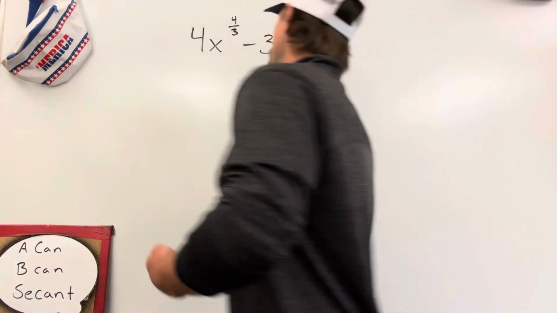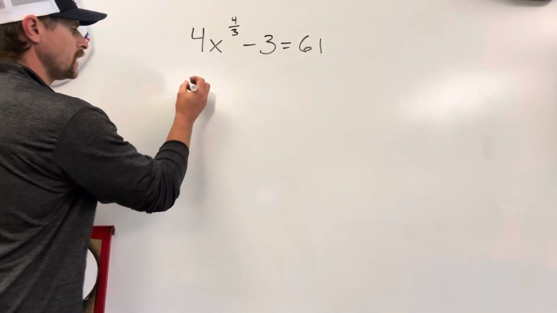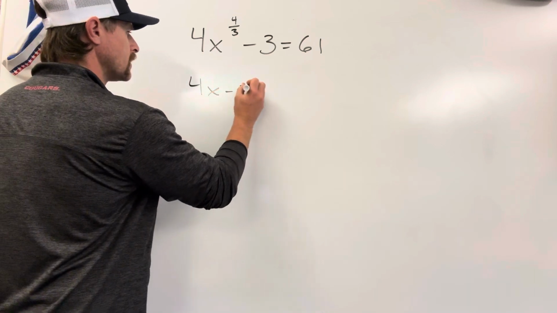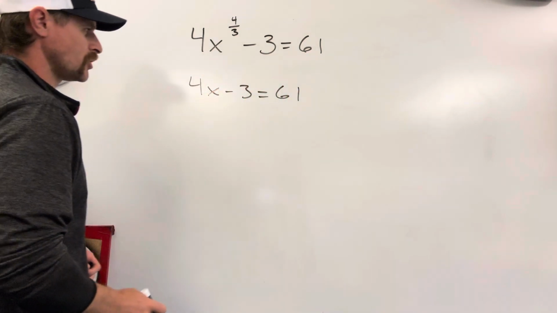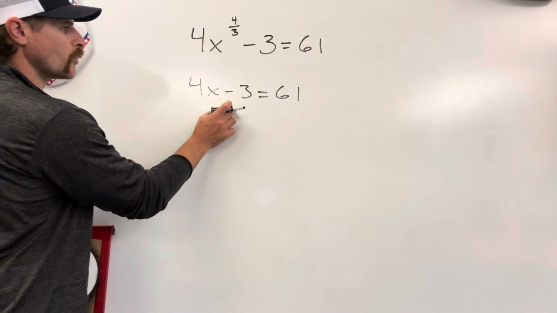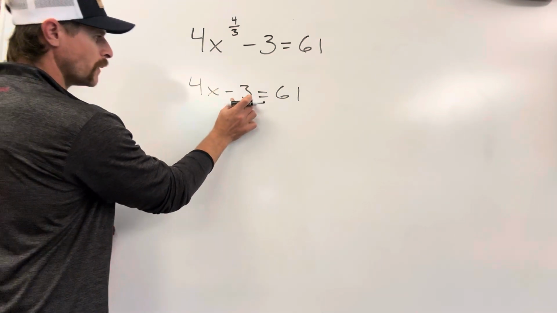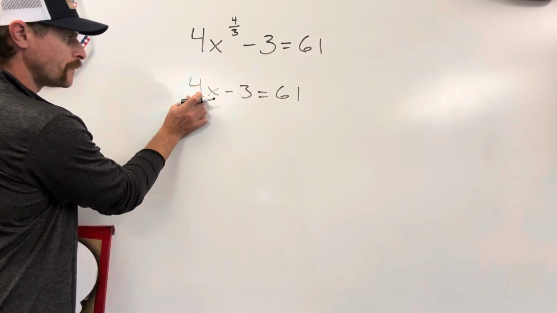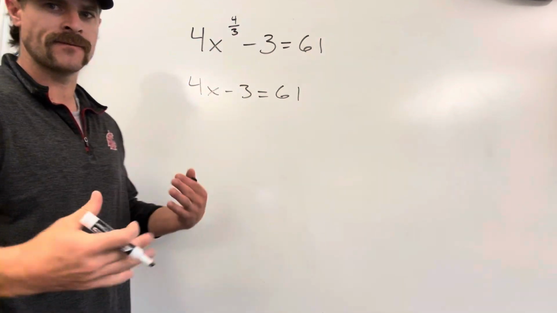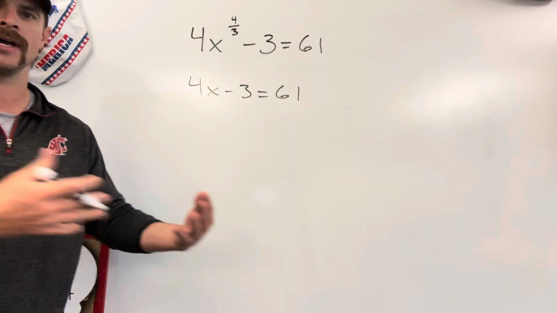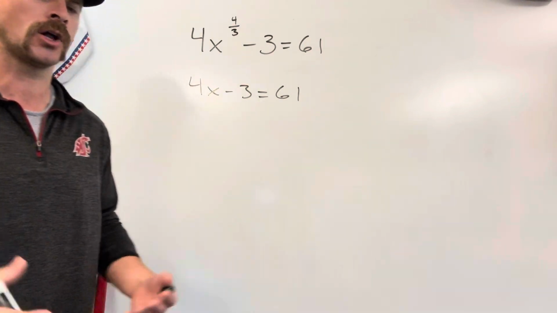All right, we're gonna treat this problem no differently than we would 4x minus 3 equals 61. You could solve that. You've been doing it since your early days of algebra, and even before that probably. So we're gonna get rid of the constant, then we gotta get rid of the coefficient, and I will teach you that new step of how do we get rid of this 4/3, this fractional exponent. That's what this video is all about.